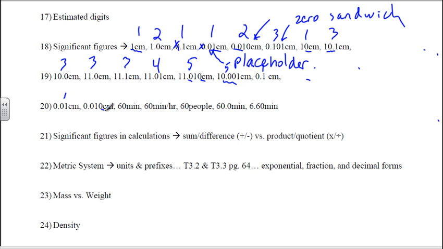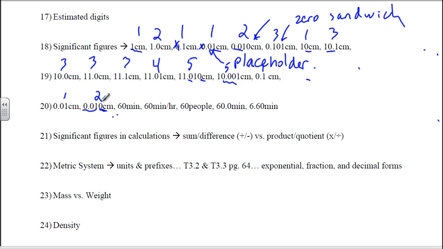0.010, the 0 on the end. It is going to count because it's after a non-zero and somewhere after a decimal. So that 0 counts. The 0 up front here before the 1 does not count. It's a placeholder. It's after a decimal, but is nowhere after a non-zero. So that has 2 sig figs.